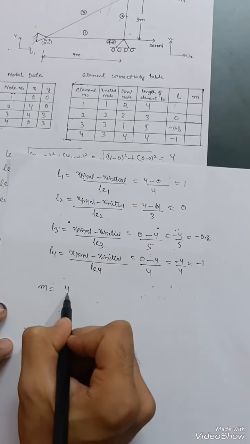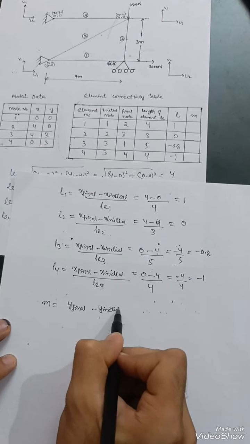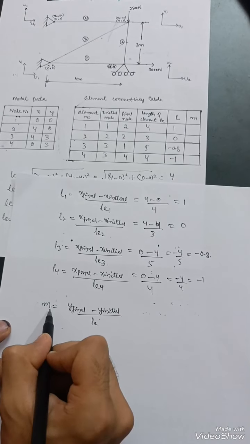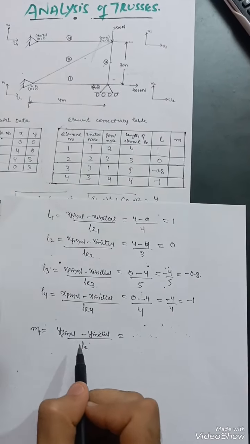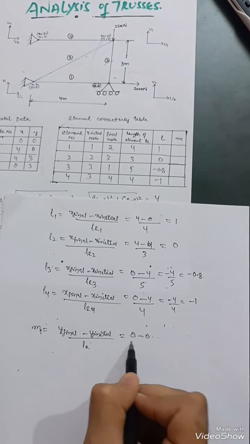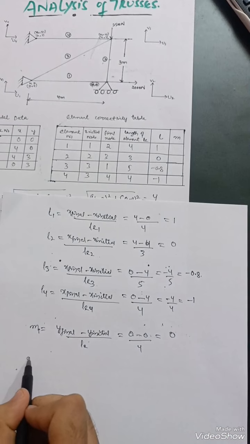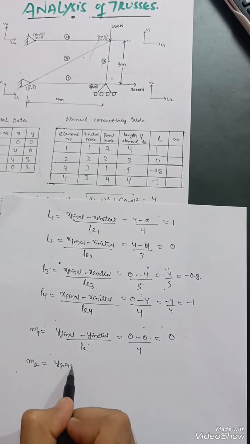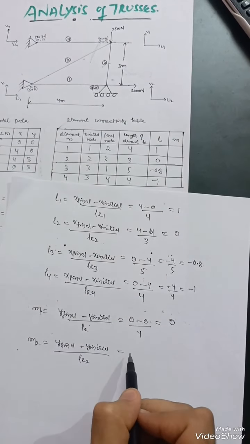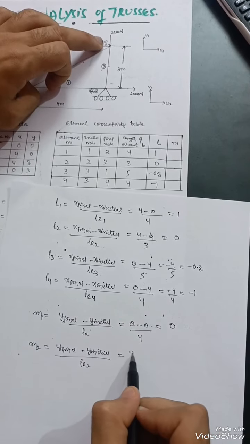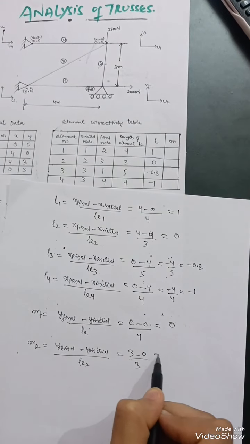So m is equal to y final minus y initial upon LE1. So for first element, that is m1, which is equal to y final. For first element, y final is 0 minus y initial is also 0 upon LE1, that is length of element 1, which is given 4, which will be equal to 0. Then m2 is equal to y final minus y initial upon LE2, which will be equal to, for second element, y final is 3 minus y initial is 0 upon, that is length of 2, that is 3, so which will be equal to 1 over here.